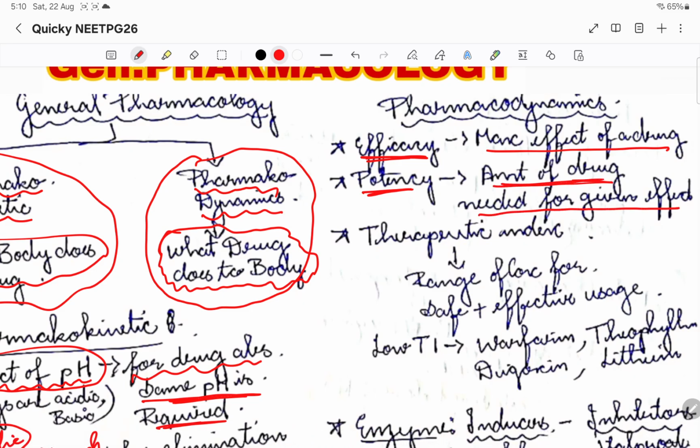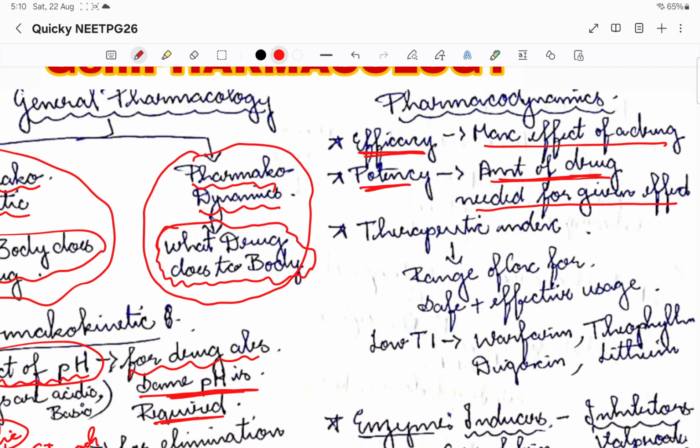The maximum effect our drug can produce is the efficacy of the drug. Then potency is the amount of drug. If a low amount is required, it tells that there is high potency. The potency is inversely proportional to the amount of drug. So the lower the amount, the higher the potency, right? Just by giving 1 mg itself, if the drug is having higher effects, then that means the potency is high for the drug, right? So that is what it means.